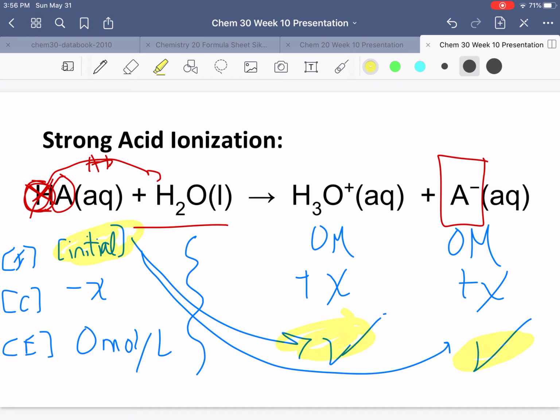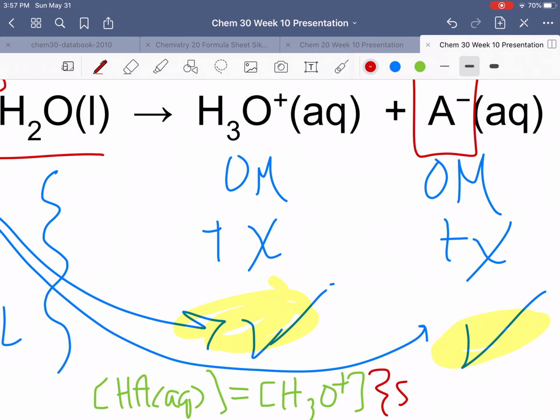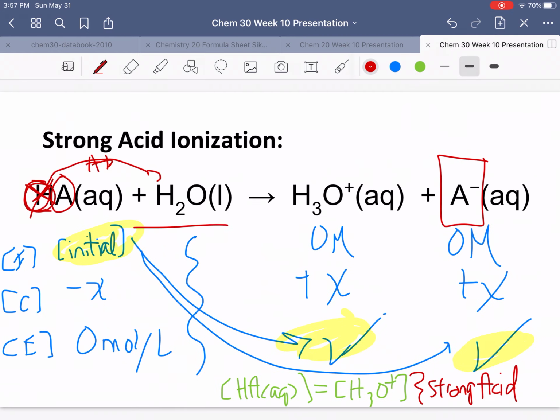There we go. In other words, for any strong acid, you're going to have a situation where the concentration of that original acid is going to be exactly the same as the concentration of the hydronium. This, though, only holds true for a strong acid. If it is a weak acid, not happening, okay?